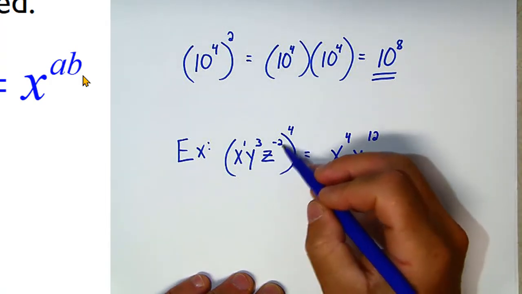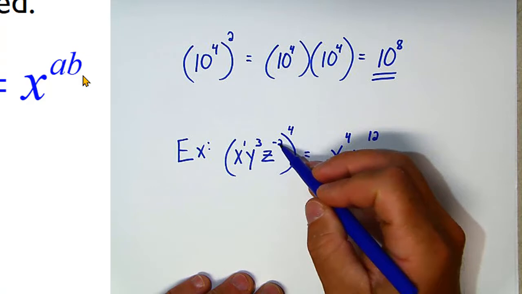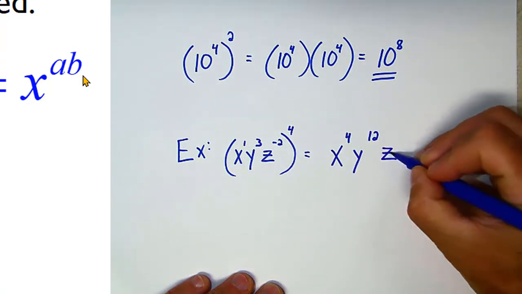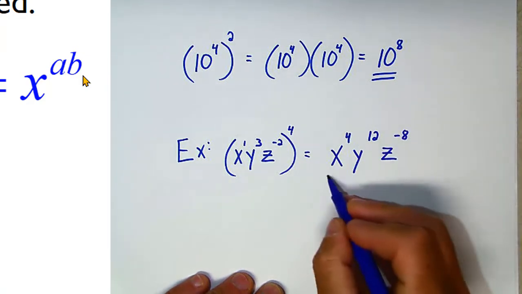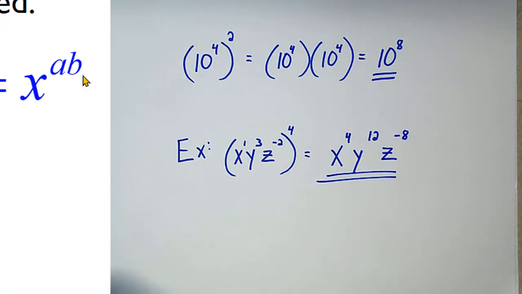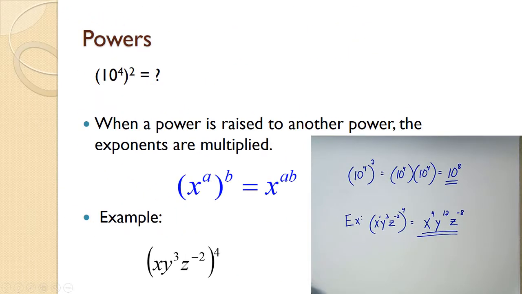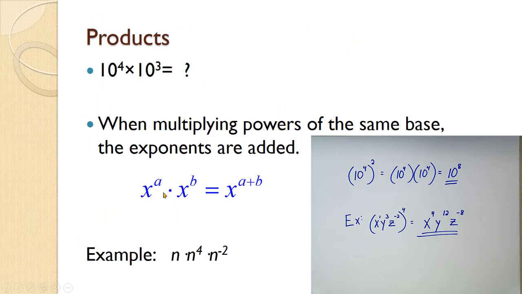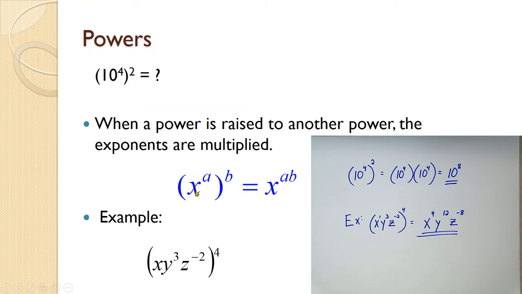And z to the negative 2nd to the 4th power, we multiply that power to a power, and we get z to the negative 8th. And there it is. Now be careful because that rule is often confused with our first property. But notice that our first property says we have the same base multiplied, but the exponents are different, and so we add those exponents. But in this property, we have a single base raised to a power with another power on top of it, and in that case, the exponents get multiplied.